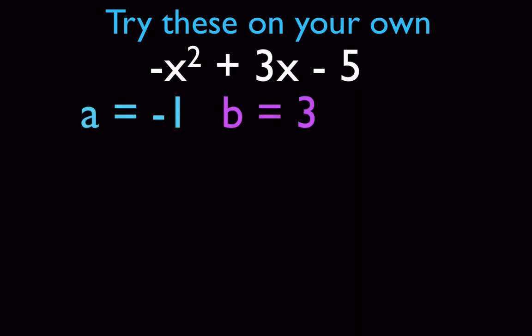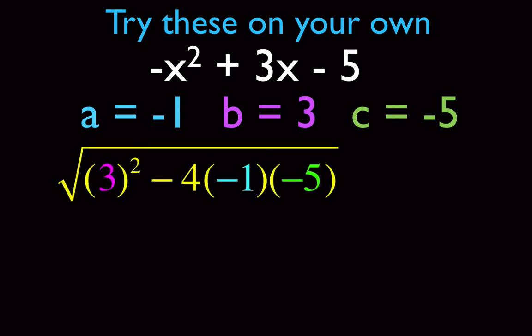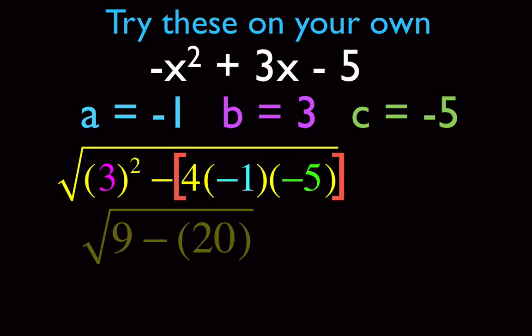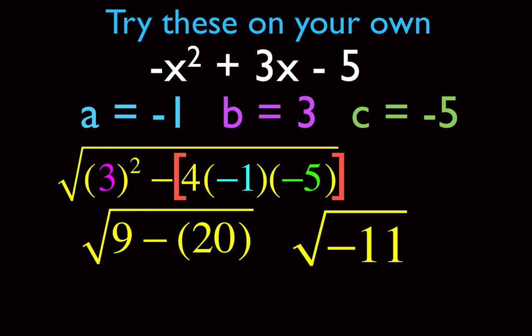A is -1, B is 3, C is -5. Go ahead and give that problem a try. All right, so hopefully you set it up correctly. Double check that. All right, then you're going to put in your bracket. You're going to get 9 minus 20. From there now, 9 minus 20 is, of course, negative, which means you're going to end up with no x-intercepts.